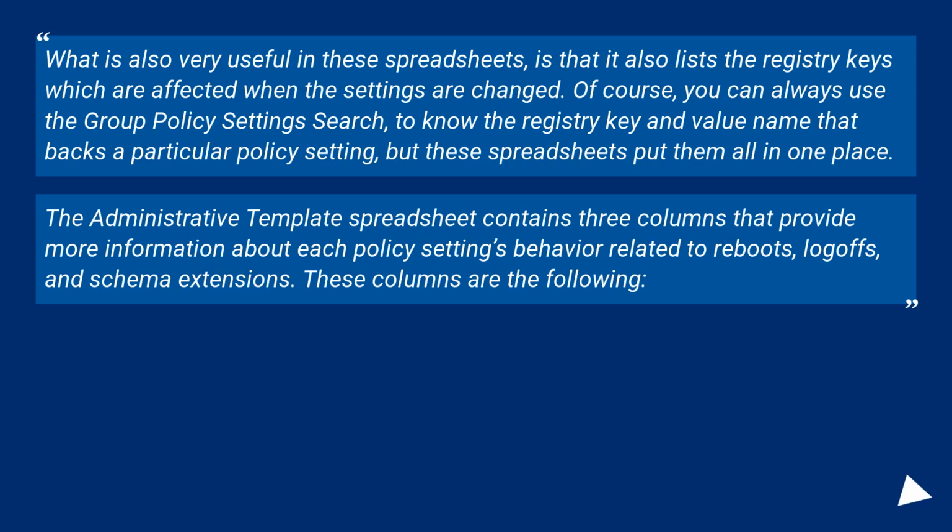What is also very useful in these spreadsheets is that they also list the registry keys which are affected when the settings are changed. Of course, you can always use the group policy settings search to know the registry key and value name that backs a particular policy setting, but these spreadsheets put them all in one place. The administrative template spreadsheet contains 3 columns that provide more information about each policy setting's behavior related to reboots, log-offs, and schema extensions. These columns are the following.